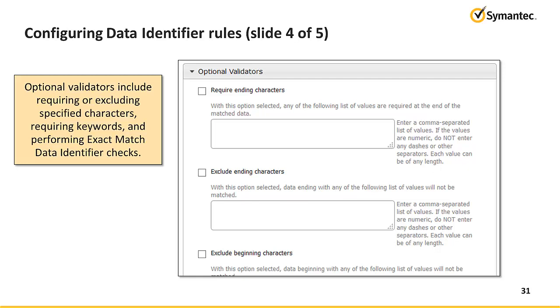Additionally, you can perform an exact match data identifier check, which checks for matches against an index you create of a structured data source to find specific values that match a data identifier pattern. Exact match data identifiers will be discussed in more detail in an upcoming lesson.